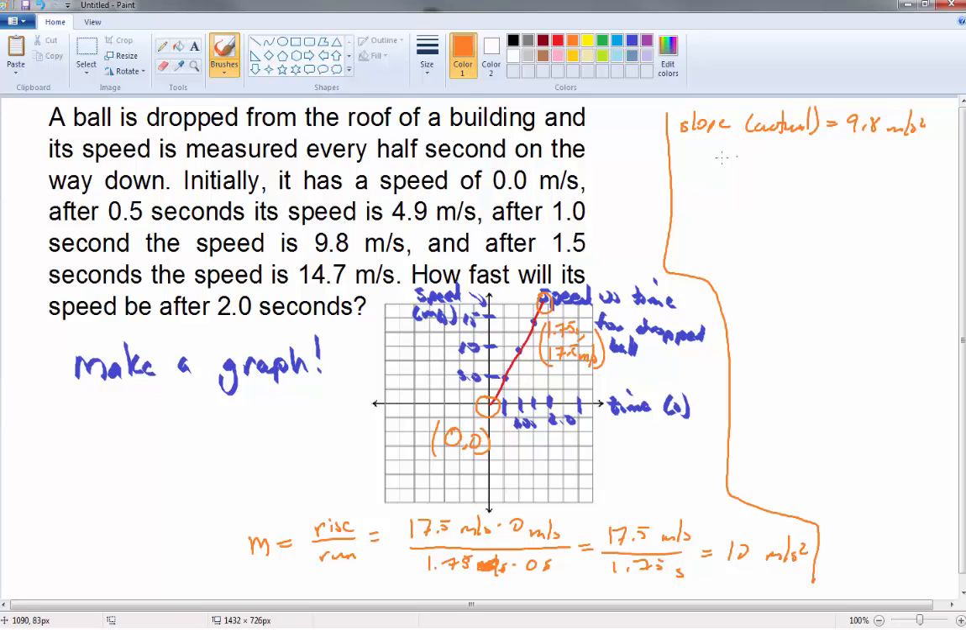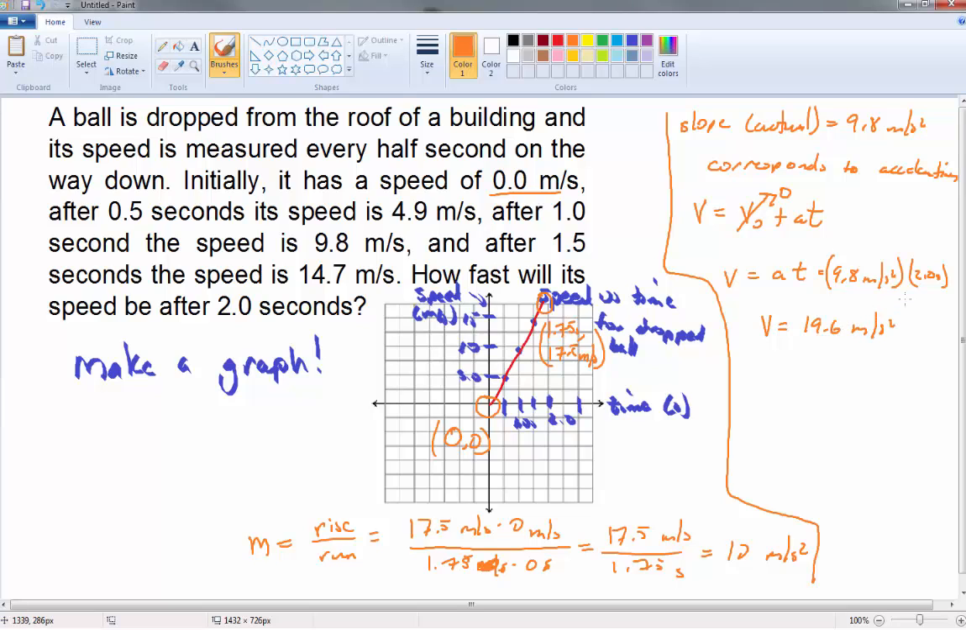So that corresponds to the acceleration, and so the equation that we would use then, v is equal to v naught plus a times t. That's one of the equations we reviewed at the very beginning of this video. It's dropped from rest, and it also says initially it has a speed of 0 meters per second. So v is equal to a times t, that's 9.8 meters per second squared, times the time, which is 2.0 seconds. If you multiply those together, you get v equals 19.6 meters per second. If you tried to predict that from the line that I drew, you'd end up with 20 meters per second. That's not too horribly far off.